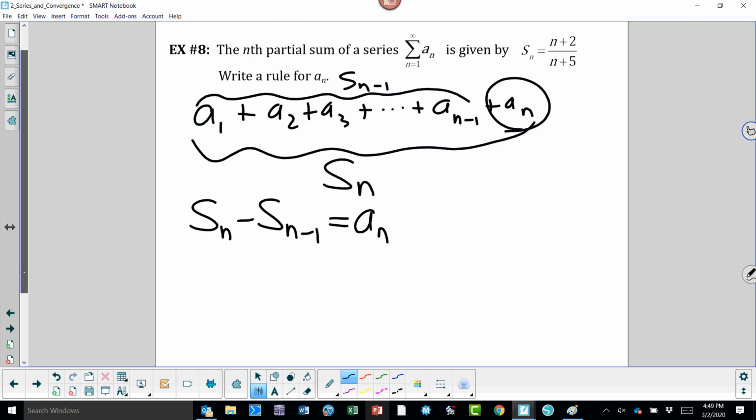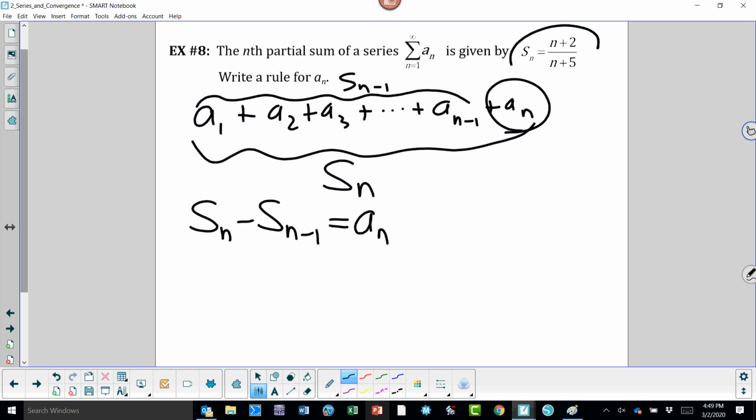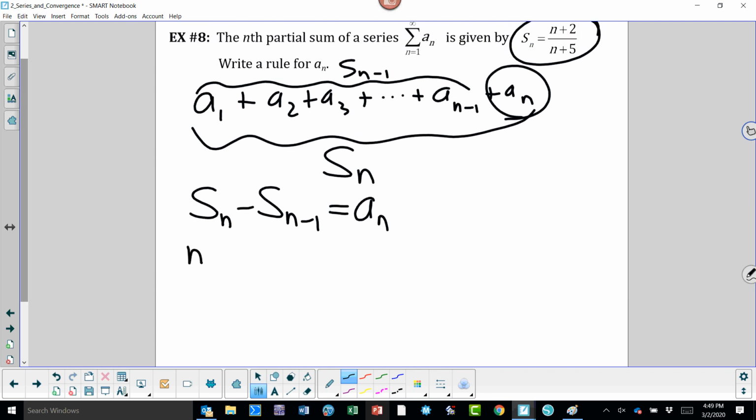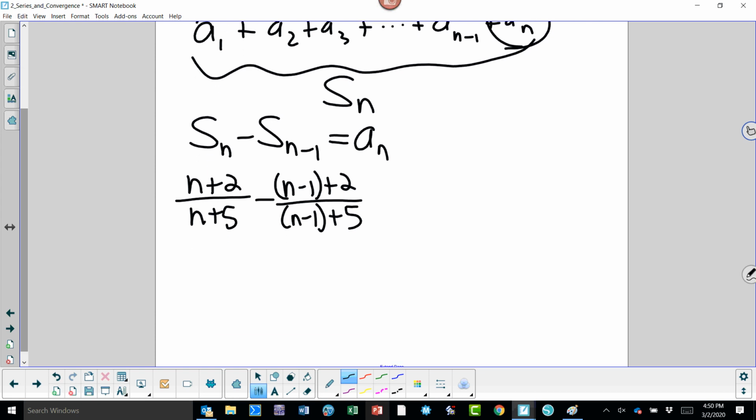So our nth partial sum has a formula. We just want to do Sn. Looking at our formula, Sn is n plus 2 over n plus 5. S(n-1) means you're going to put n minus 1 plus 2 over n minus 1 plus 5. Then when we simplify all of this, we're going to get a formula for An, because that's what it says: this equals A sub n. So we do want to simplify it a bit and write it a little nicer to give us a more succinct formula.